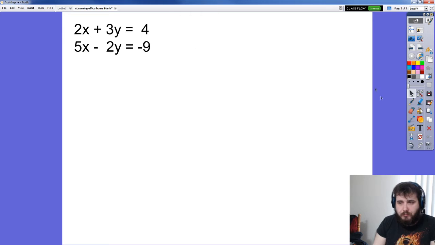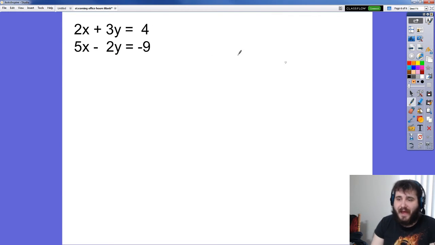You could also use one of the couple of system of equation solving methods. There's substitution and there's elimination. When you've got the two equations looking like this, you actually want to use elimination. Elimination is most useful here because they're already lined up like this.